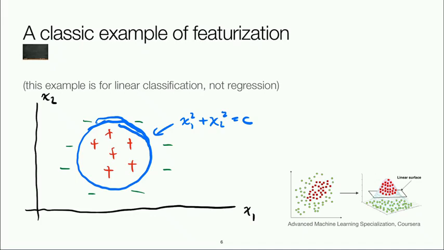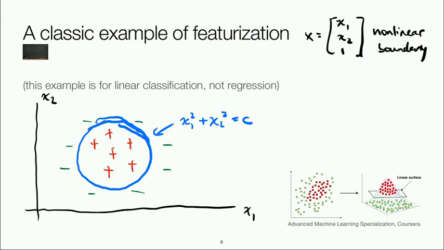At least it is if I'm looking at my original features, which might be something like x1, x2, and maybe a bias term if I decide to throw it in there. If these are my features, I can't learn this with a linear model, with any of the linear models that we've studied so far. This is going to be a nonlinear decision boundary if we use these original features.